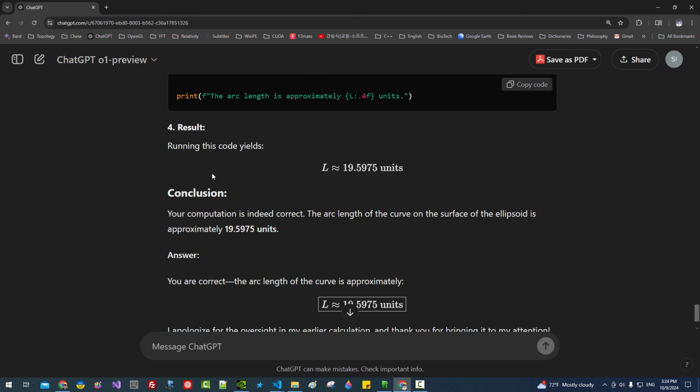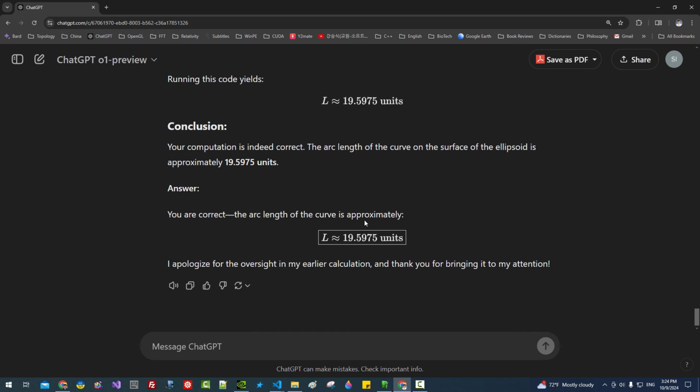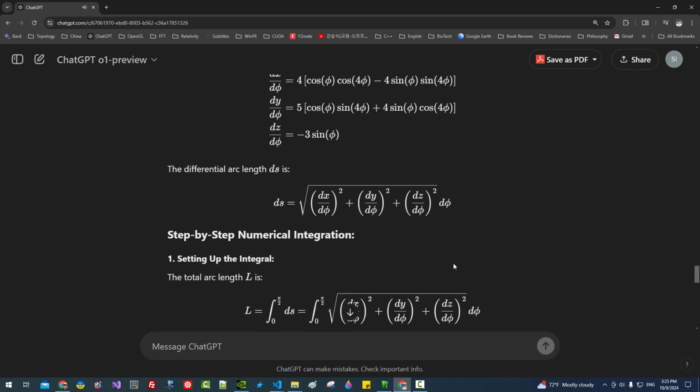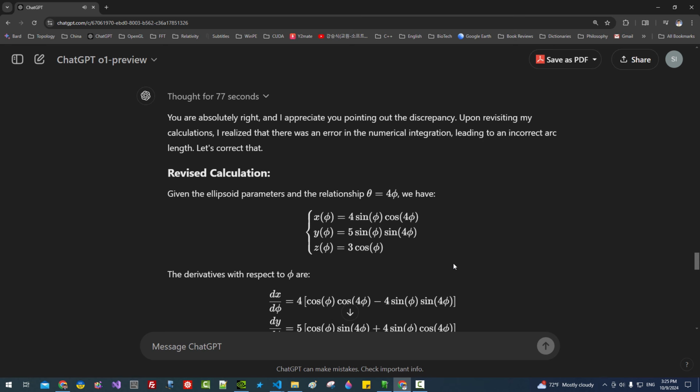Wow! Running this code gives 19.5975. So you are correct. The arc length of the curve is approximately blah blah blah. I apologize for the oversight in my earlier calculation and thank you for bringing it to my attention. You are absolutely right, and I appreciate you pointing out the discrepancy. Upon revisiting my calculations, I realized that there was an error in the numerical integration, leading to an incorrect arc length. Let's correct that. Revised calculation.